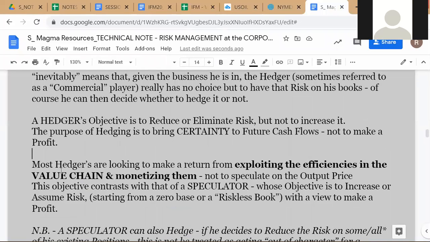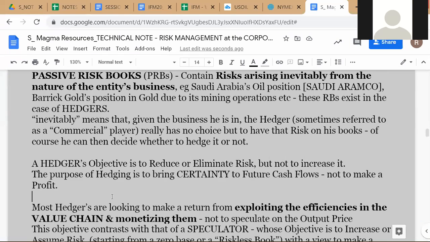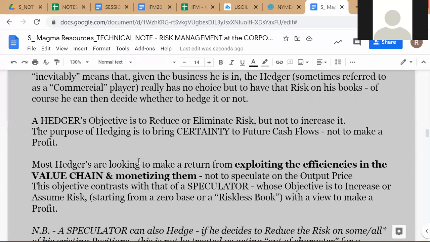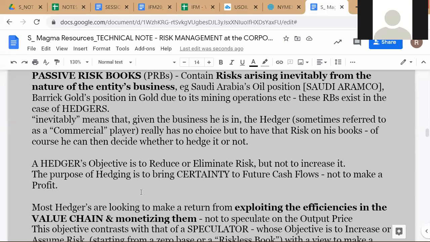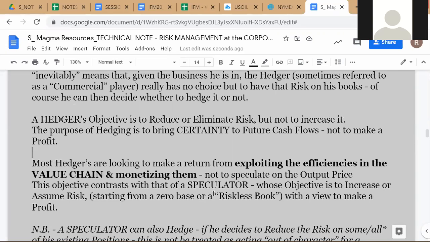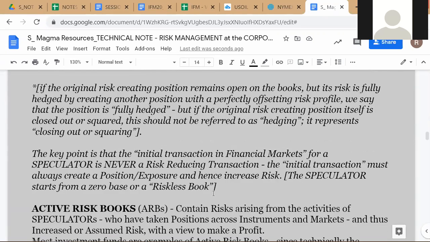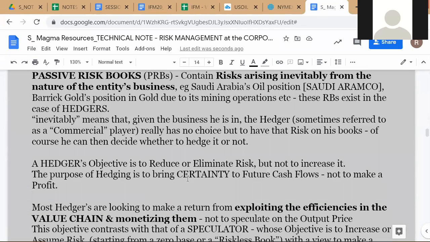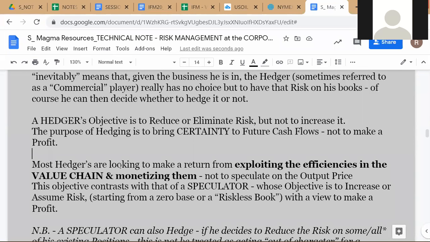And so that is why we say that a hedger's objective is to reduce risk. The characteristic of the hedger is the first transaction must reduce the total risk. Okay, where have we written it here? The definition of hedging is explained elsewhere in the note on hedgers and speculators, different types of market players.